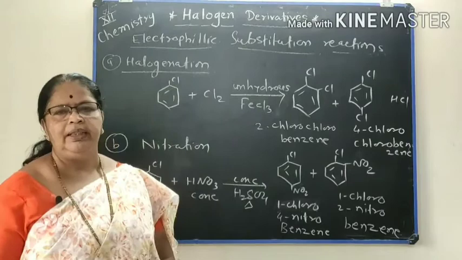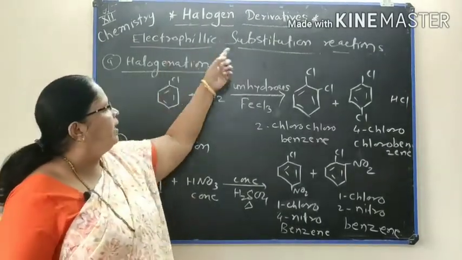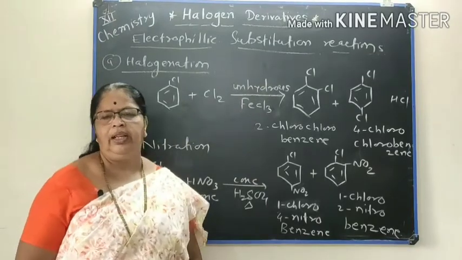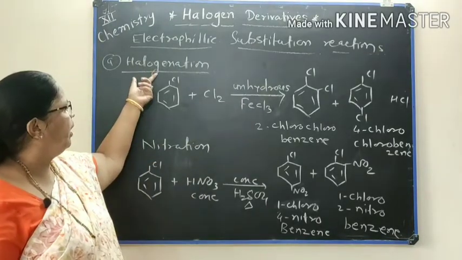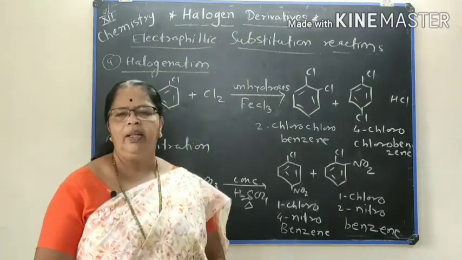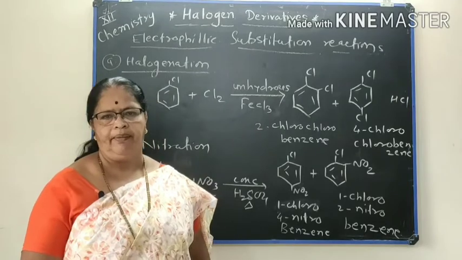Today we will learn halogen derivatives of haloalkanes, that is alkyl halides. From this, the electrophilic substitution reactions. The first one, halogenation. What is meant by halogenation? Halogenation means addition of halogen.